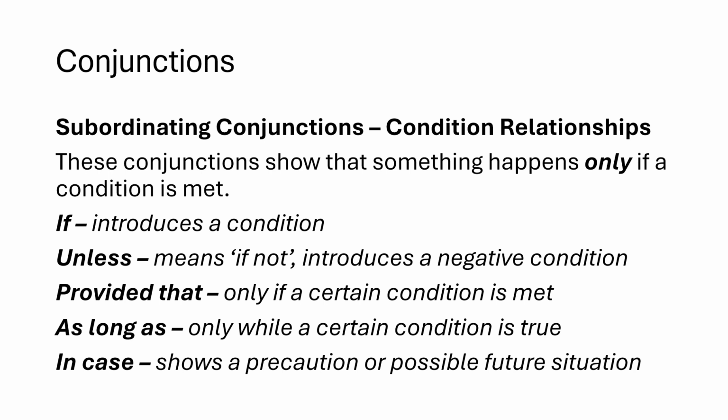These subordinating conjunctions show condition relationships. They show that something happens only if a condition is met. If introduces a condition. Unless. It means if not, introduces a negative condition.